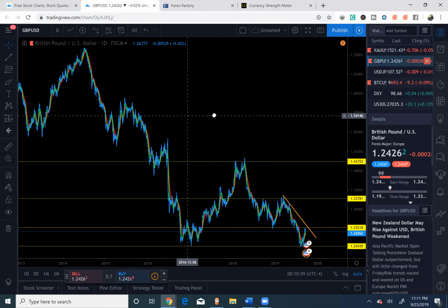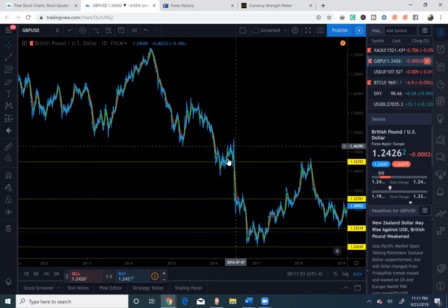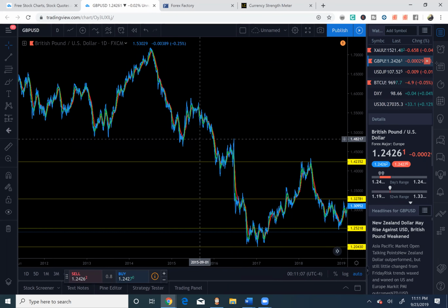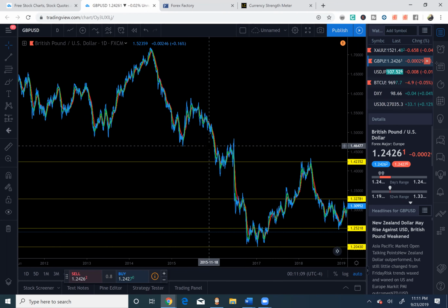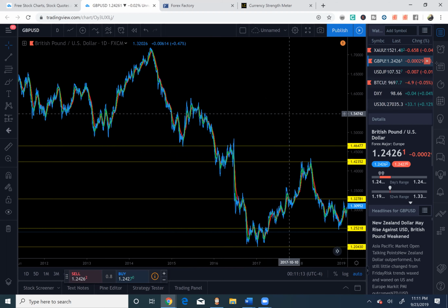All right, let's put a few more in. So I see price come up, reject, reject, come up again, rejected. So I'm gonna put a horizontal line right here. And you see it tested again right here.